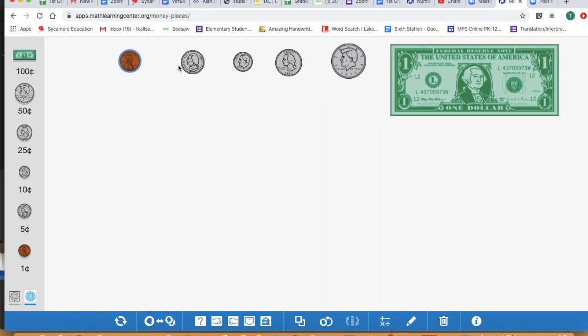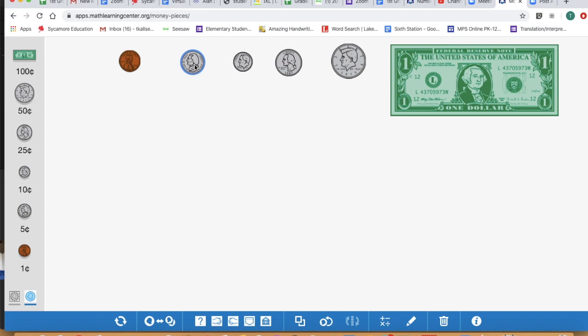Next up is I have my nickel. Now your nickel is a silver coin, and it has Thomas Jefferson on it, who is also a president of the United States. This is where he lived in his house here. And so this guy is a little bit bigger than the penny, right? You can see that it's a little bit bigger if I go over the top of it. But it's silver.